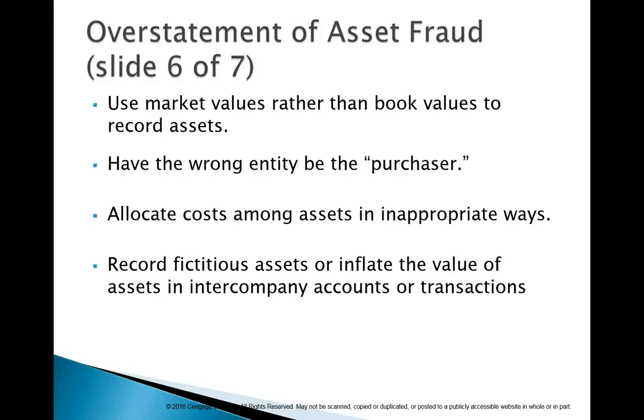Or you can allocate costs among assets in inappropriate ways, right? So if you acquired a building and some leasehold improvements, you might say, well, some of the cost of this acquisition relates to the building and not the leasehold improvements, because if it's related to the building, then we can depreciate over 30 years, where the leasehold improvements might have a 7-year useful life, right? So misallocating the cost of the purchase price to the building versus the building improvements could cause you to overstate your assets over time, as you use a building useful life versus an improvement useful life.